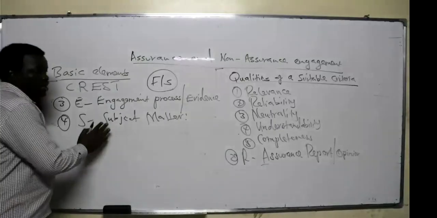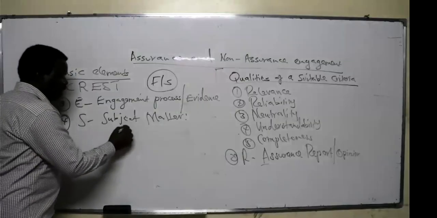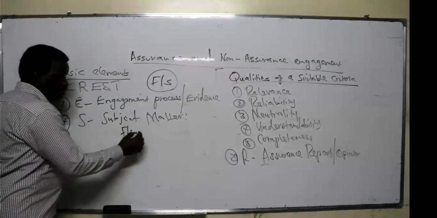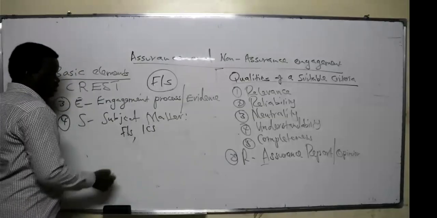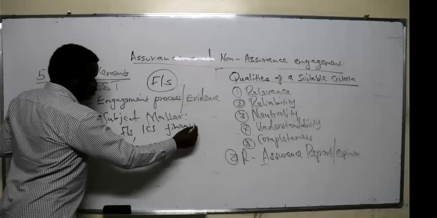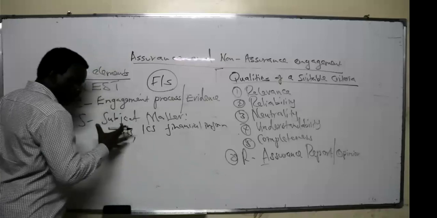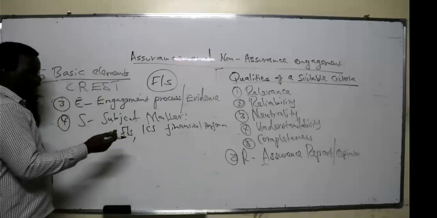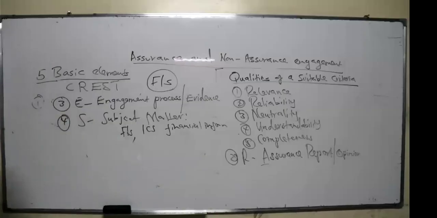So what is being reviewed or examined is the subject matter. This person can be engaged to examine a number of items. It could be the financial statements, it could be the internal control system that is being reviewed, maybe just financial information, or maybe the applicable legislative framework governing the entity. That's what is being reviewed, so that constitutes what we call a subject matter.